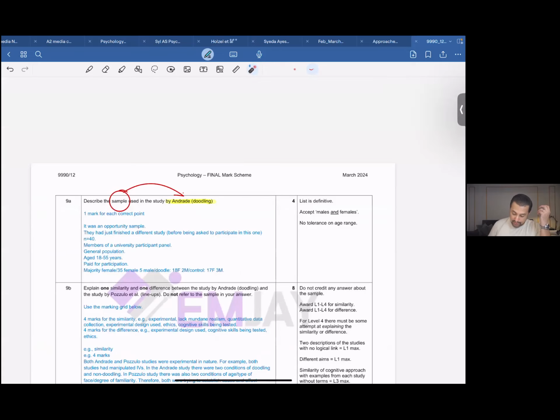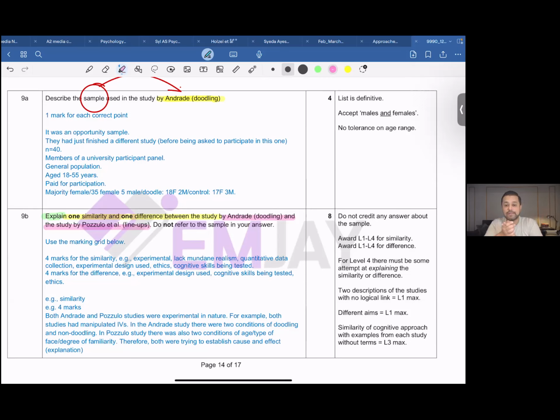So yeah, taking this ahead to the second part of the ninth question, which over here reads, explain one similarity and one difference between the study by Andrade and the study by Pozzolo. So this is a very typical 8 marker if you have a look at the past paper questions.